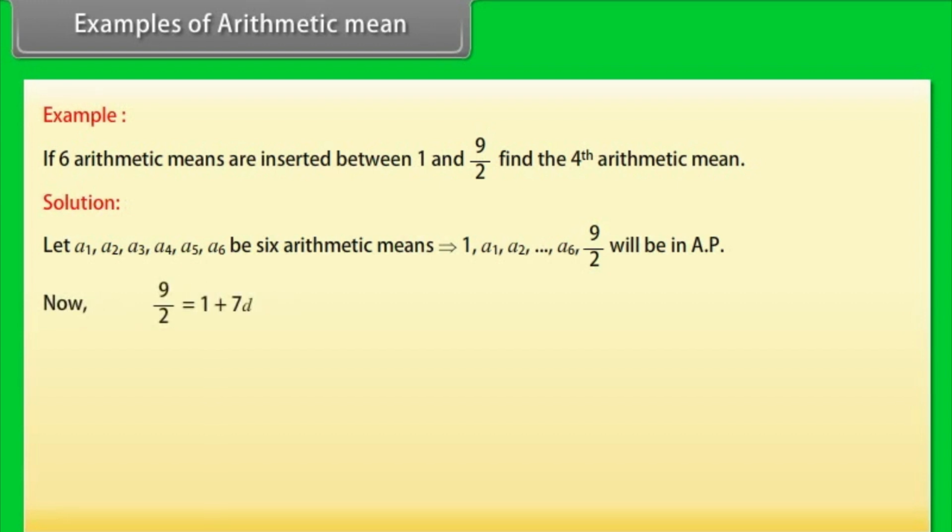Now 9 by 2 is equal to 1 plus 7d. It implies 7 by 2 is equal to 7d. It implies d is equal to 1 by 2. Hence, A4 is equal to 1 plus 4 into 1 by 2, which is equal to 3.